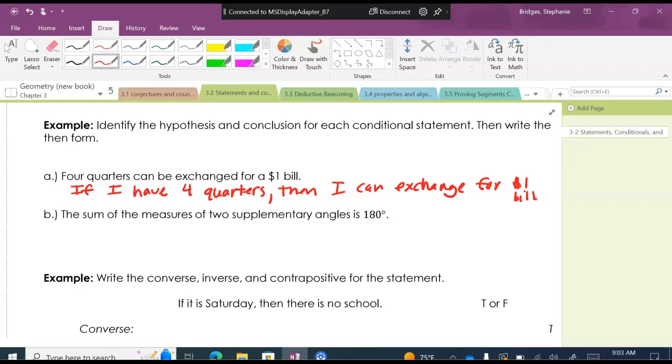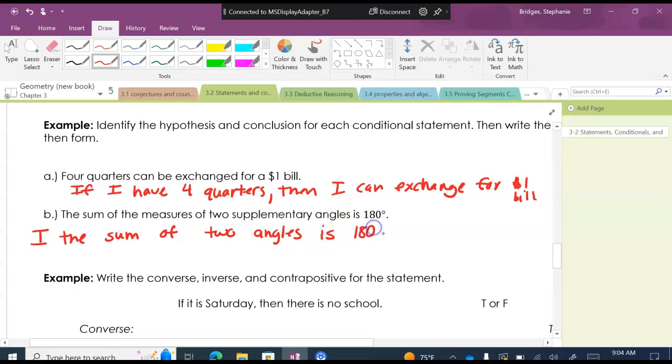But what specifically is the definition of supplementary angles? Two angles that add up to be 180. So in order to have supplementary angles, I must have two angles that add up to be 180. If I'm going to turn this into an if-then statement, I'm going to say: if the sum of two angles is 180 degrees, then the angles are what? Supplementary, yep.